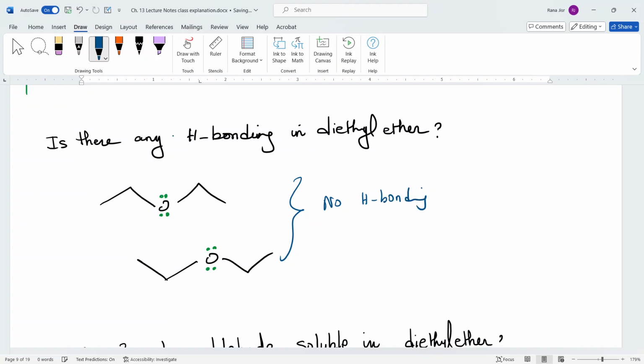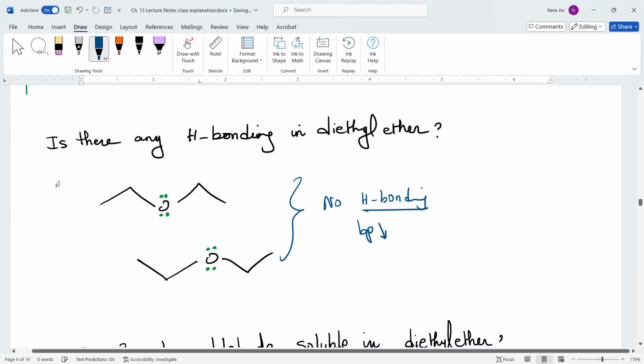Now remember what we said about hydrogen bonding and boiling point. Hydrogen bonding increases the boiling point. So if there is no hydrogen bonding, this means that the boiling point is going to decrease. And this explains why diethyl ether is volatile. It boils at a very low temperature because there is no hydrogen bonding.